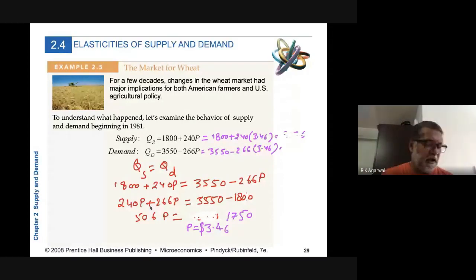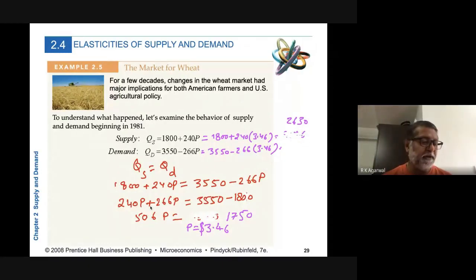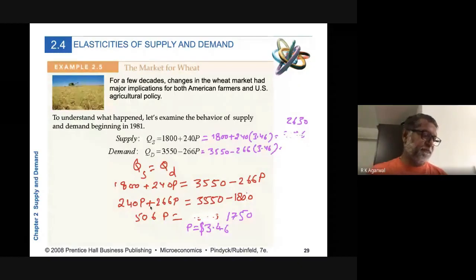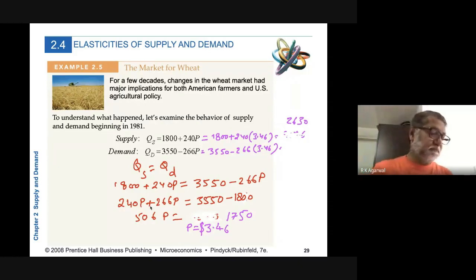2630. And what will this be? 3550 minus 266 into 3.46. But they should both be equal actually. There should not be any difference, because if the price which you have calculated is correct, then the demand should be the same as supply. Are you getting it? So this can't be allowed.